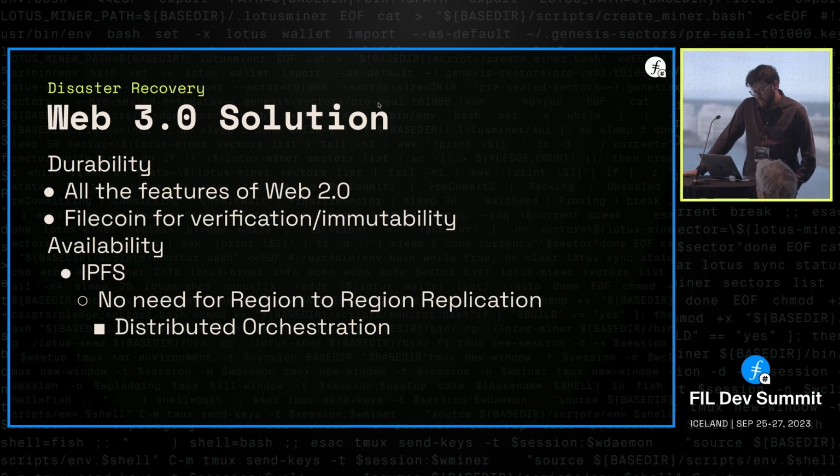So how do you compare that to a Web3 solution? How do you improve upon that? So durability: all the same features as Web 2.0, erasure coding, stability, and all that. Filecoin for verification, immutability, availability.